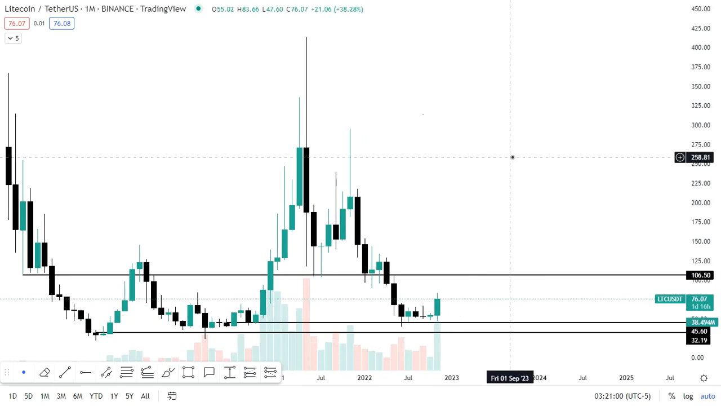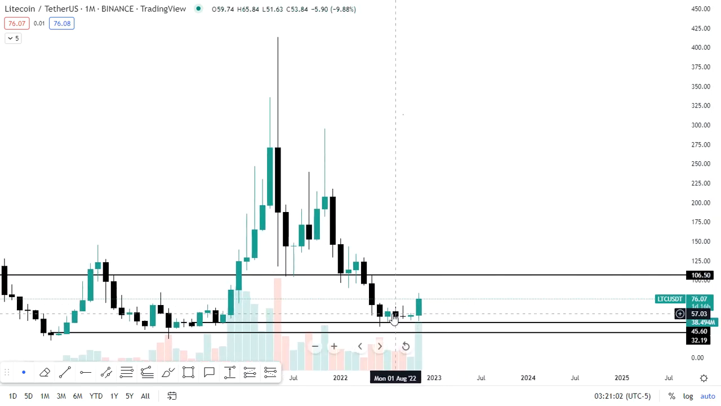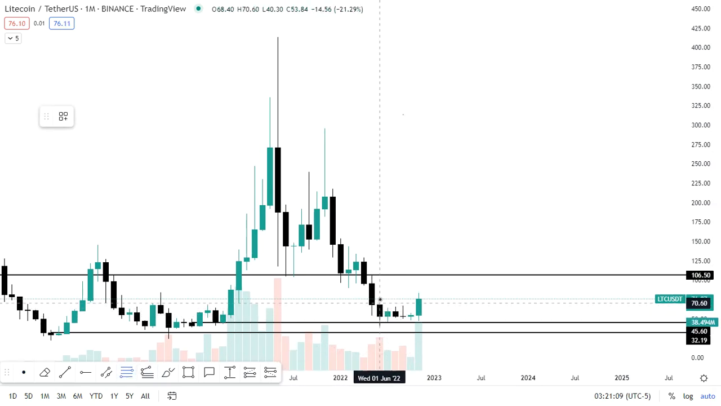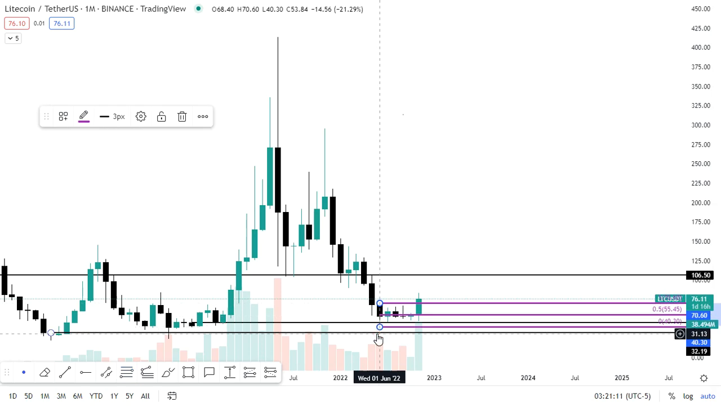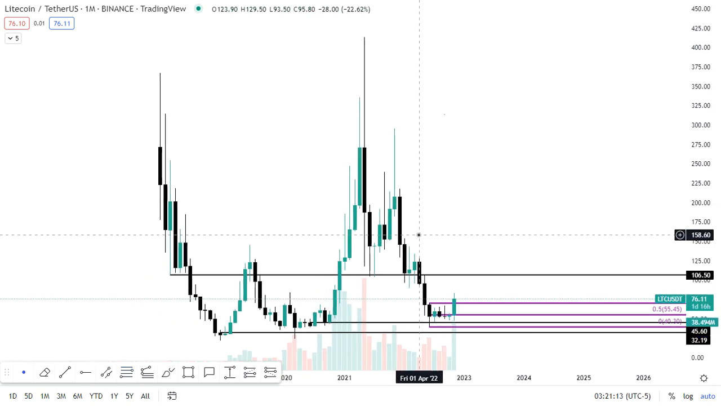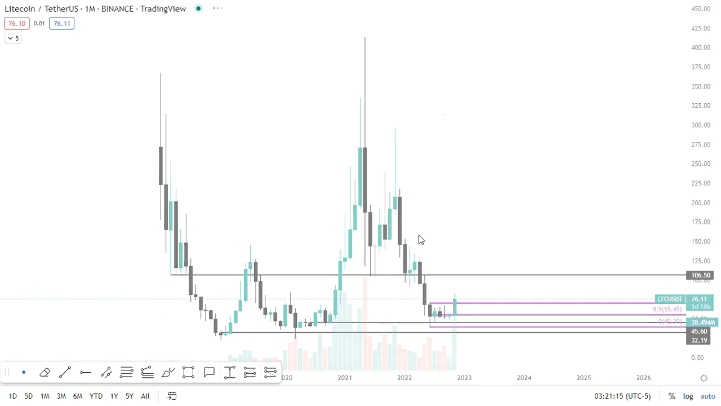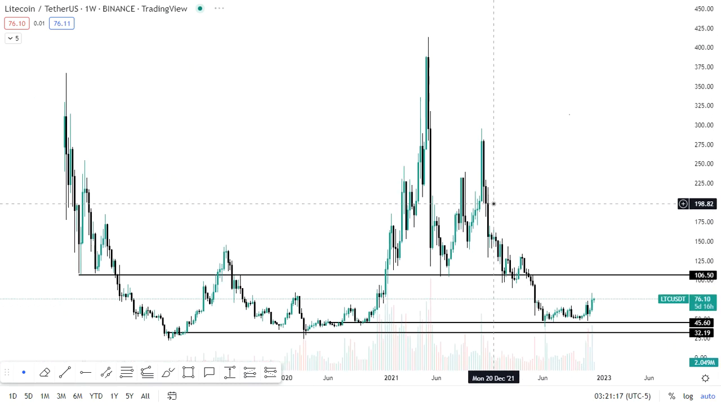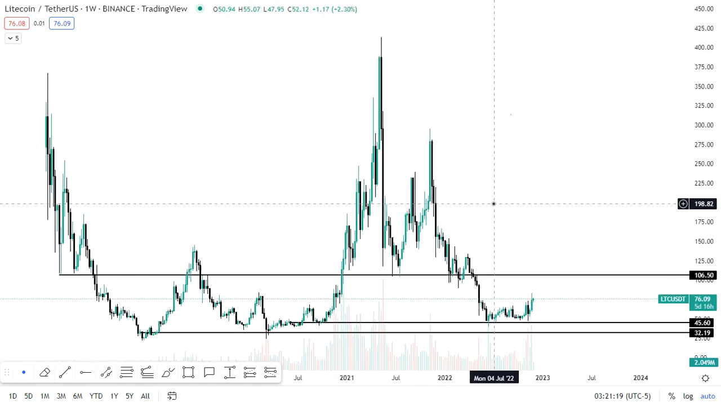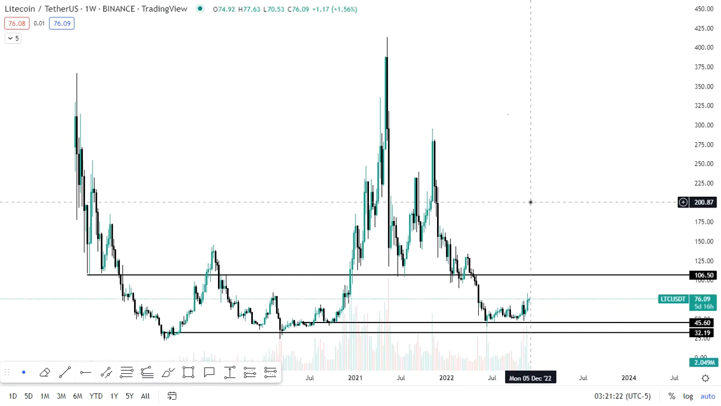And to determine my trading range, I will take this monthly candle. So this is three. And now we go to the weekly, to see if we can find some other important levels.